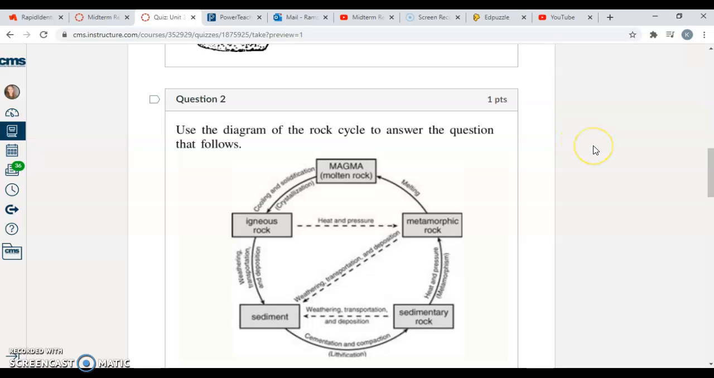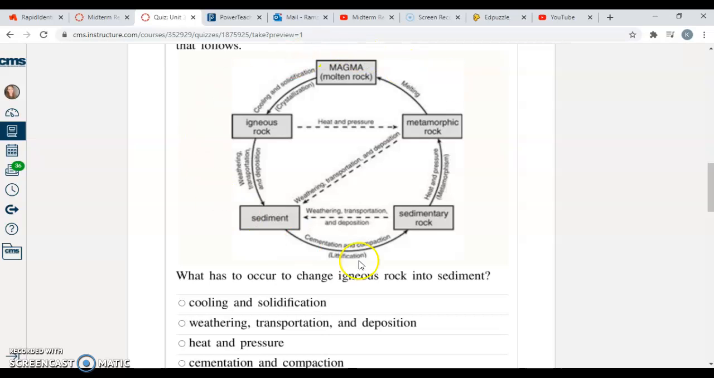Question 2 says, use the diagram of the rock cycle to answer the question that follows. So this is a rock cycle. We have to be aware of how to read it. So the rock cycle has no true beginning or end. It can start anywhere and it can end anywhere because these rocks are going through this process at any point in time on the planet. So this is something that's happening all the time.